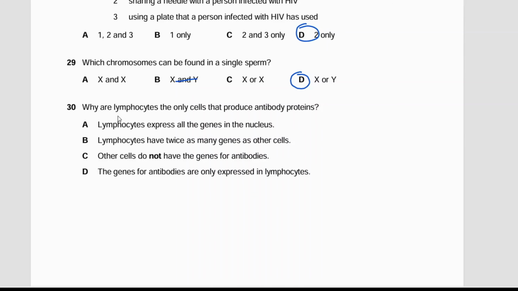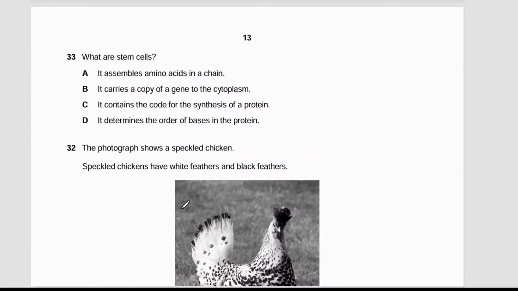Correct. It's about expression. So the genes are expressed only in lymphocytes. Lymphocyte has twice as many genes. Incorrect. Other cells do not have genes. Incorrect. Okay. Next one. What are stem cells?